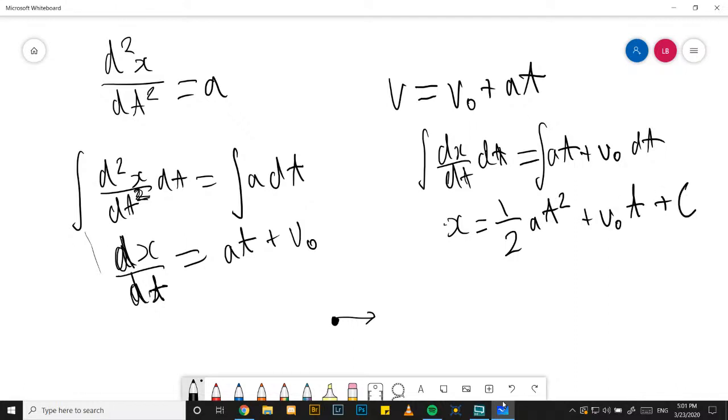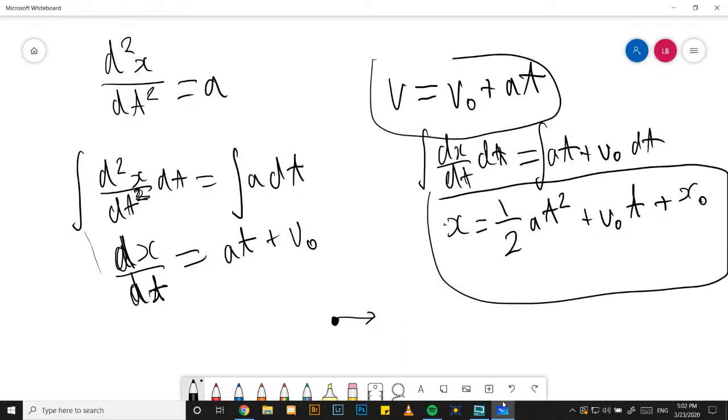And now what is the c? The c is just going to be whatever the initial distance was, because all of this is going to give us any additional distance. The c is going to be the starting distance, x naught. So this equation and this equation are the kinematic equations, and you'll be able to solve these things in this manner.